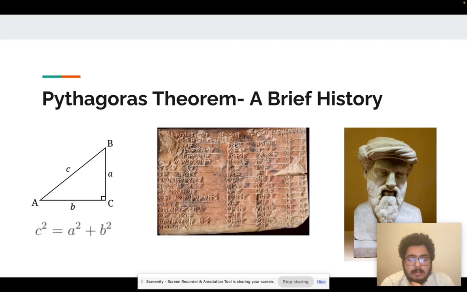Also, there is another triplet that is 6, 8, 10. So 6 square plus 8 square equals 10 square. This is found in the Berlin Papyrus 6619, another artifact that was found in Egypt. So the idea of Pythagorean triplets was at least known to a lot of civilizations like the Babylonians, the Egyptians, the Chinese, and also the Indus Valley.